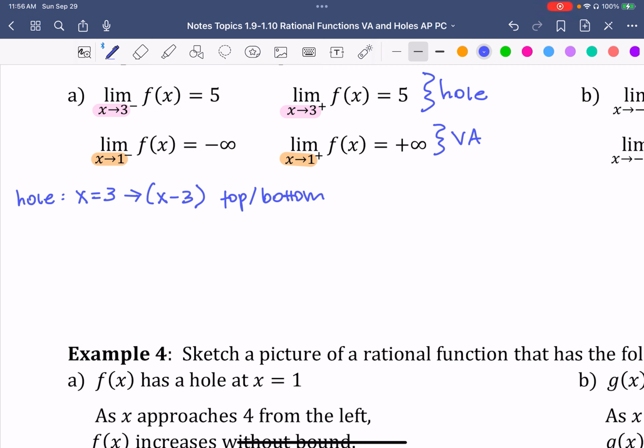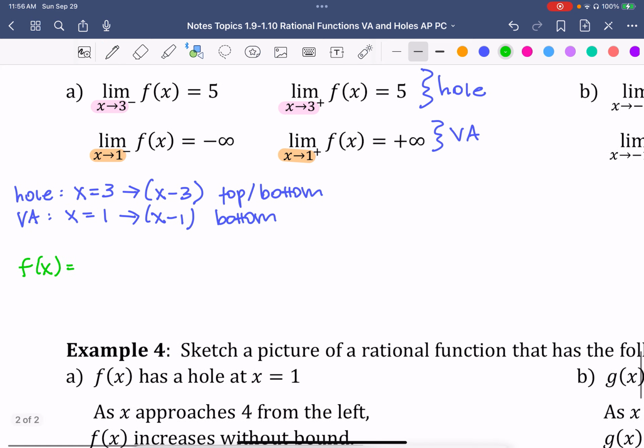Okay, now for the vertical asymptote, the limit statement says as x approaches 1. That lets me know the vertical asymptote is at x equals 1, and the factor would be x minus 1. And vertical asymptotes come from the bottom. Okay, now we haven't talked too much about how horizontal asymptotes can affect the graph, but they go on the outside of the function. So when we write f of x, on the top and the bottom we would have x minus 3, and on the bottom only, I would have x minus 1, okay?